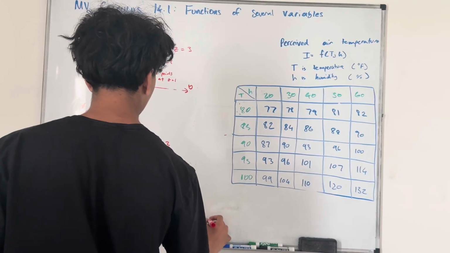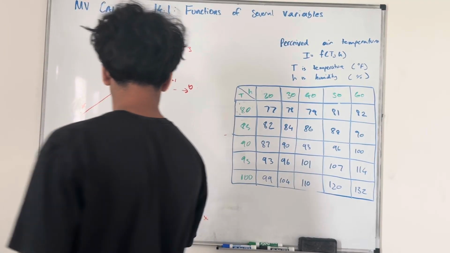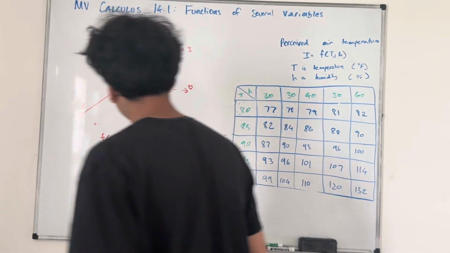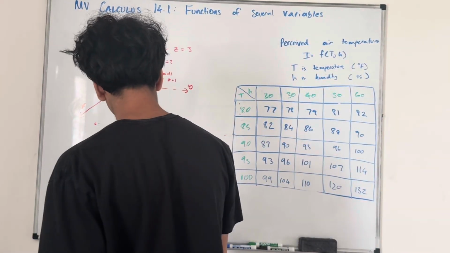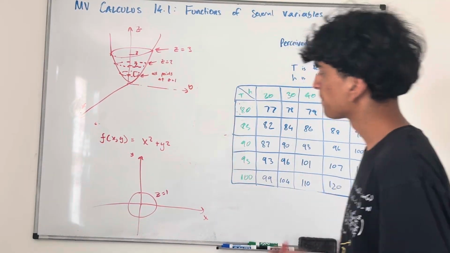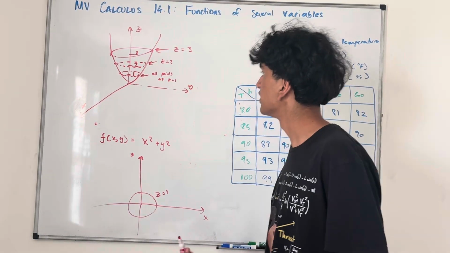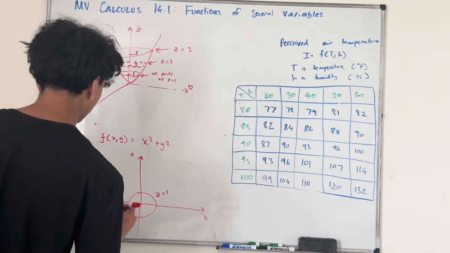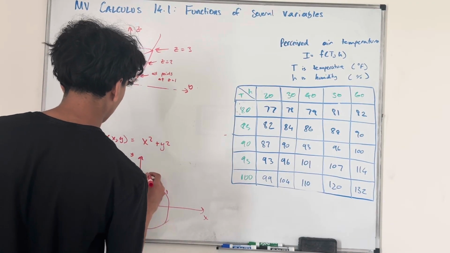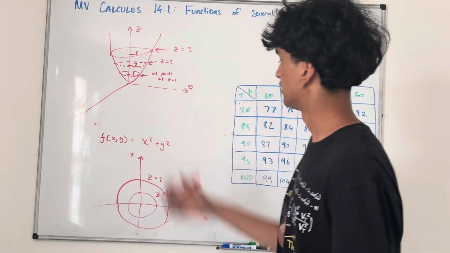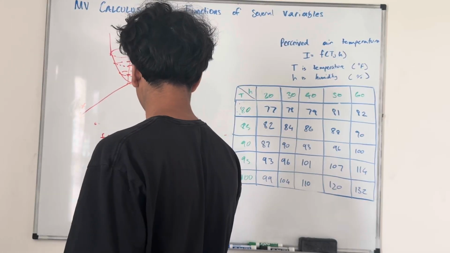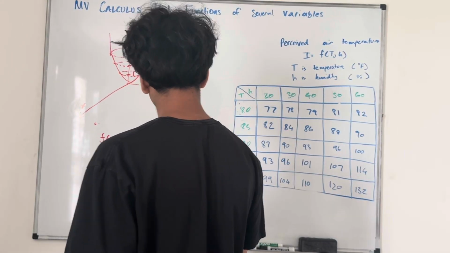So y, x, and then I can draw a circle like so, and this circle can represent all the points on my surface, x squared plus y squared equals f of xy, all the points that are at z equals 1. And then I can do the same thing, all the points that are at z equals 2, right? And then I can do the same thing. These are all the points at z equals 3. This is called level curves.